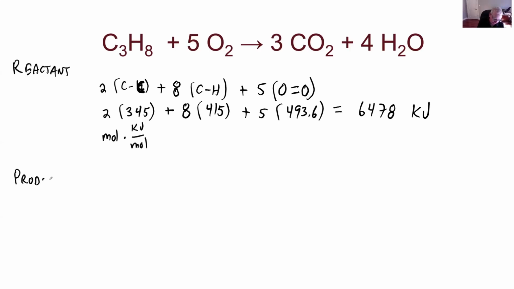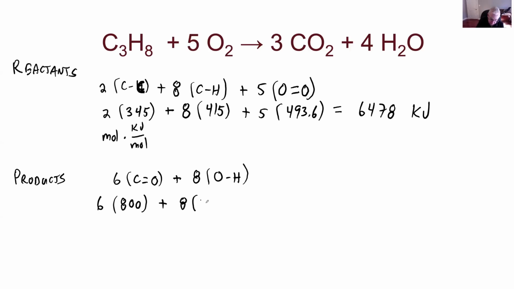On the product side, I have 6 CO bonds and I have 8 OH bonds. And that says I'm going to get 6 times 800 for that carbon-oxygen bond energy, plus 8 times the OH bond energy, which is 460. Again, those are moles for the coefficients and kilojoules per mole for the energies. Multiply them, we get kilojoules. I get 8480 kilojoules there, right? This is energy going in. That's positive. This is energy coming out. And that should be negative.